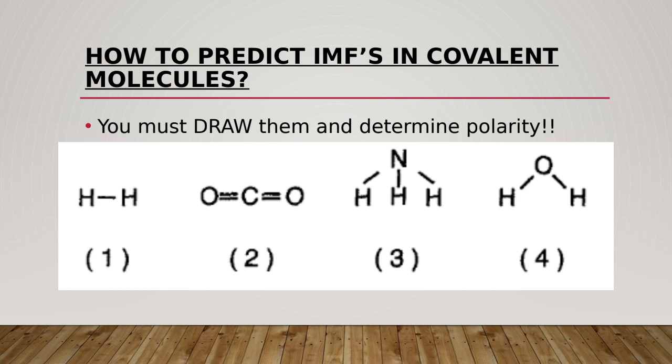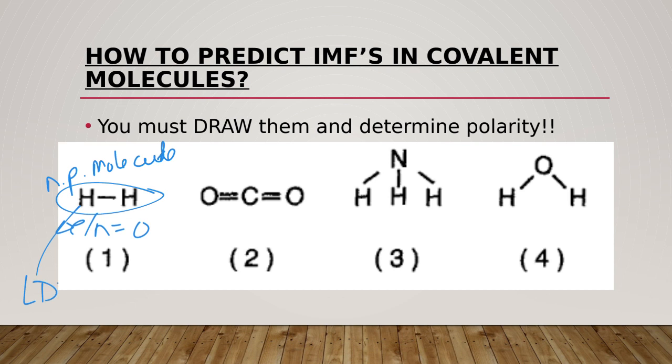So how can you predict which type of intermolecular force will be present in a covalent molecule? Remember, IMFs, intermolecular forces, are not present in ionics. So the only way to do this is to draw them and then determine the polarity of your molecule. If we look at hydrogen, we know that the difference in electronegativity is 0, which means we have a nonpolar bond. If this is a nonpolar bond, this is a nonpolar molecule, and the only attraction you'll have in there are London dispersion forces. That's all that can exist.